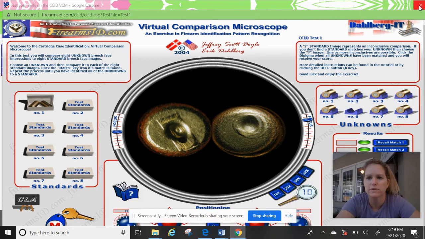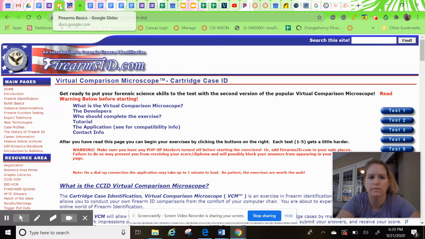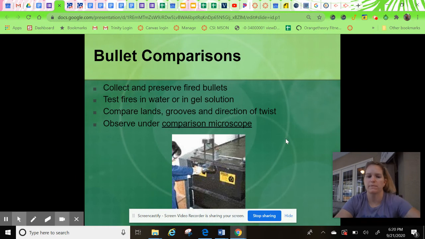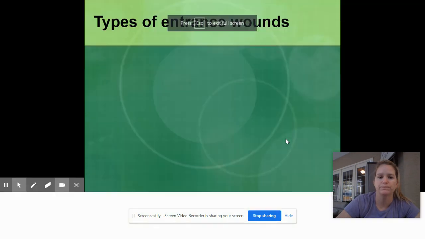Okay, let me get out of this, because we'll do that later. I just wanted you to see what it looks like under a comparison microscope. By the way, it's very tedious work. It's hard. You have to look at all the different striations and make sure they line up if you're going to call it a match.